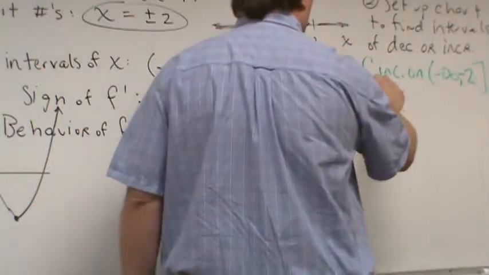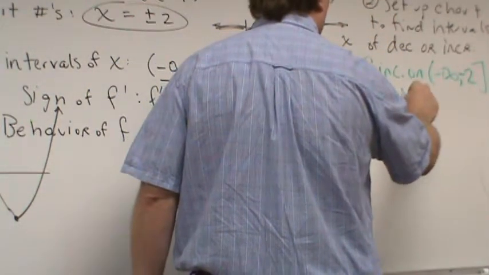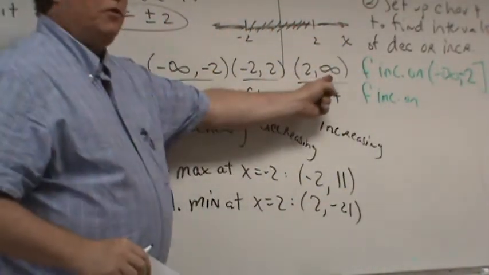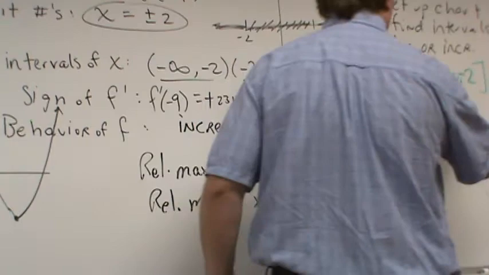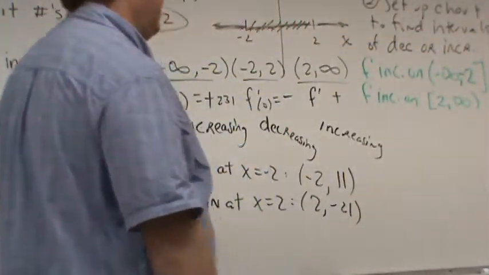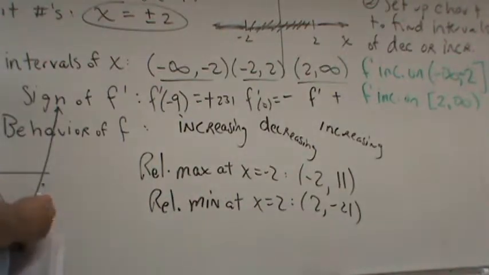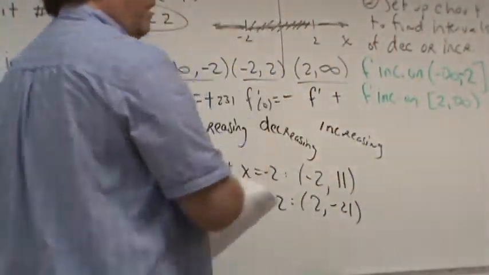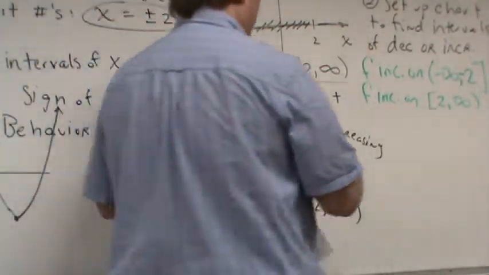And is there another interval where f is increasing as well? Good, 2 to infinity, and remember to include 2, but don't include infinity, because you never actually get there. And finally, my function is decreasing on the closed interval from -2 to 2.